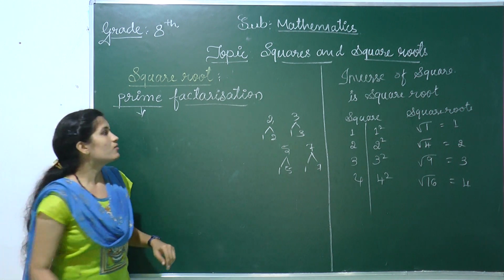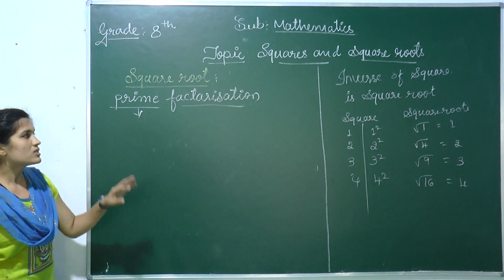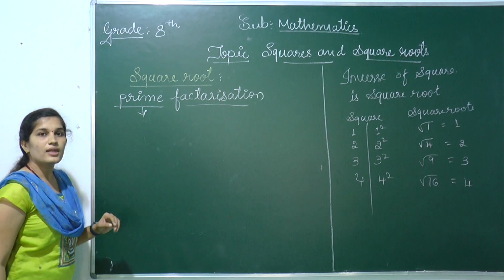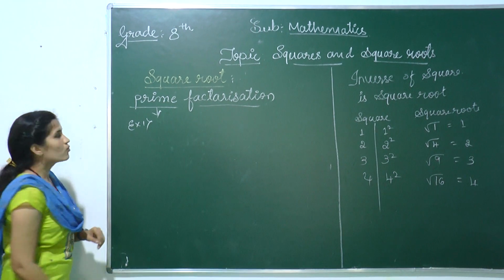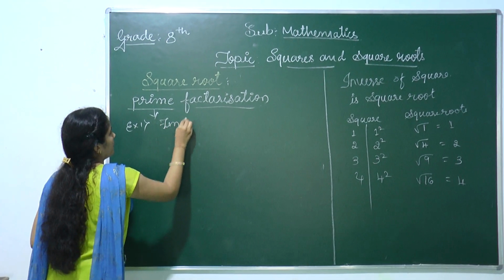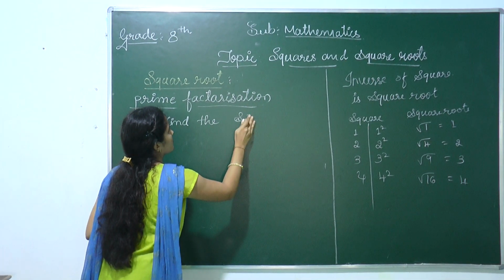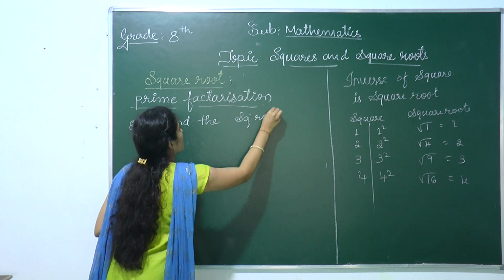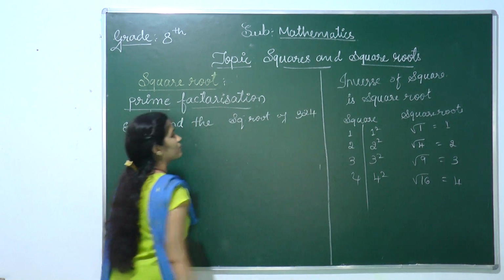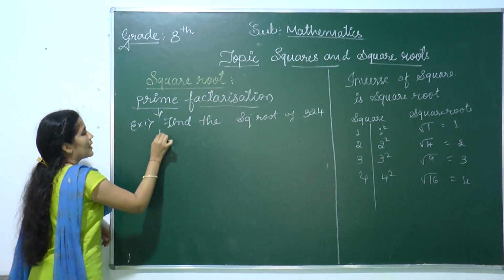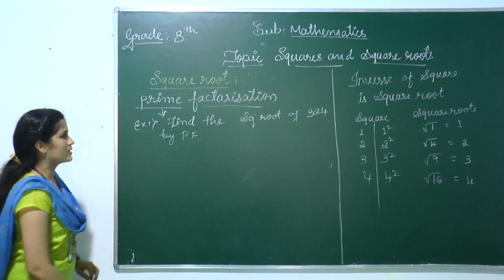Like that, we shall go through prime factorization. I will give one example for you. Just go to the example and take this example in the notes. Example 1. Find the square root of 324. Find the square root of 324 by prime factorization. Okay, by prime factorization.